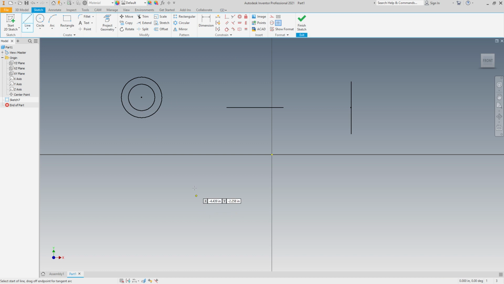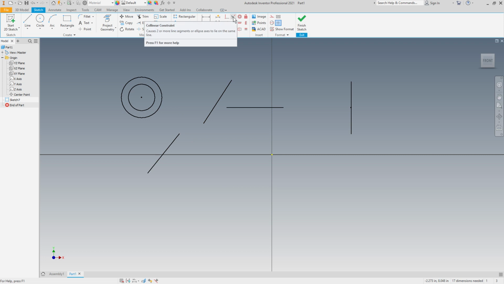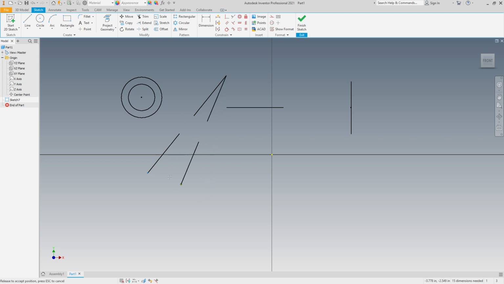Also, if I have two lines, and if I want to align these two lines, I can use collinear constraints. So I can apply these two, and so now they are aligned at any angle. So if I move these points, they will be aligned. And I can make them equal. So these are the same distance, same length.